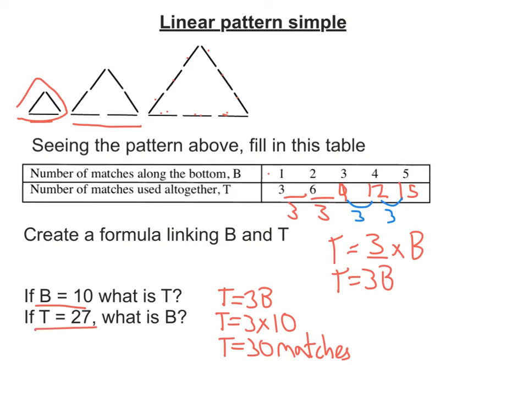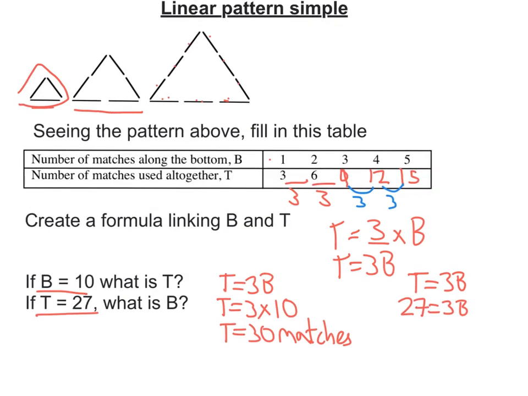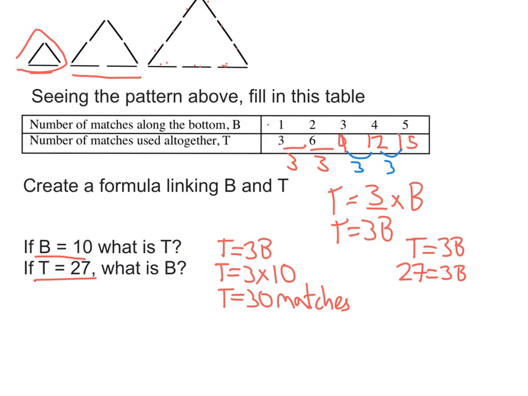Now it's asking me if T equals 27, what's B? So I put down my formula, T equals 3B, subbing in the values I know. I know T is 27, I don't know what B is. To solve this, I need to get B on its own. To work out what B is, I must divide both sides by 3. So B would be 9. So you'd need 9 matches if you've got 27 in total.